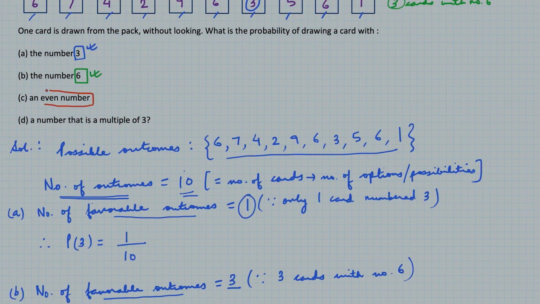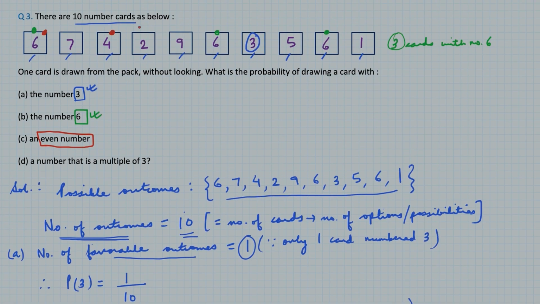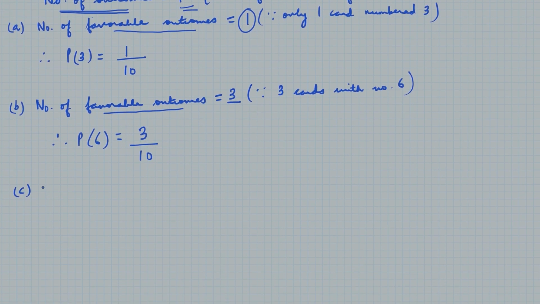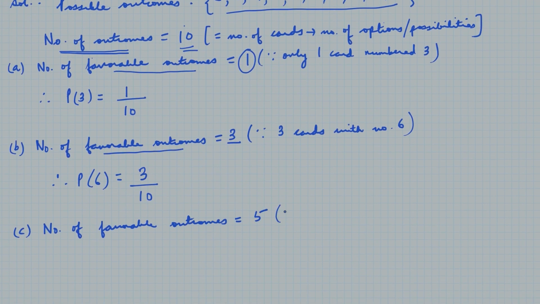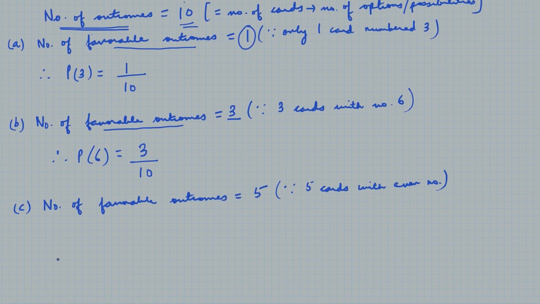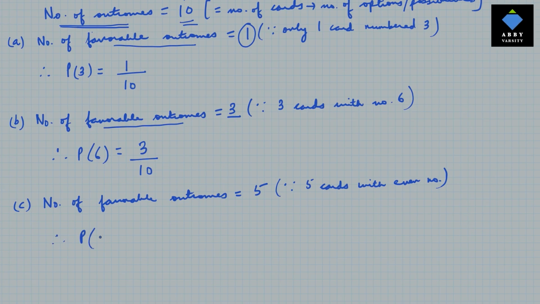Part C. The event in this case is getting a card with an even number. How many cards have an even number on them? There are 5 such cards. So the number of favorable outcomes will be 5, since there are 5 cards with an even number. Therefore, probability of getting a card with an even number will be equal to number of favorable outcomes, which is 5, divided by the total number of outcomes, which is 10. So the required probability will be 5 divided by 10, which when reduced to lowest terms gives 1 by 2.